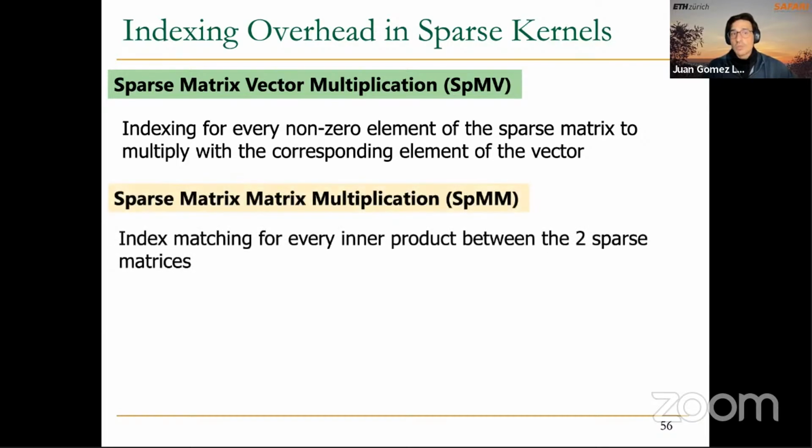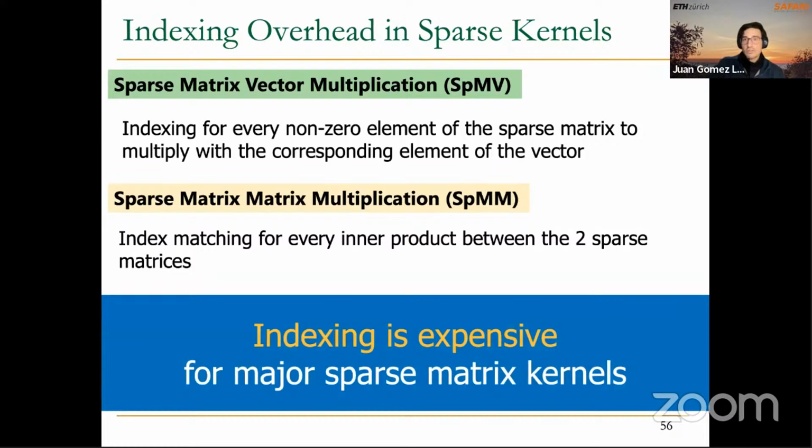Something similar happens as well in a sparse matrix multiplication, where we need to do index matching for every inner product between the two sparse matrices. So indexing is expensive, and ideally we should be able to design some sparse matrix format that is more lightweight in terms of indexing, while still being good in terms of space efficiency, and improve the performance of our codes in that way.